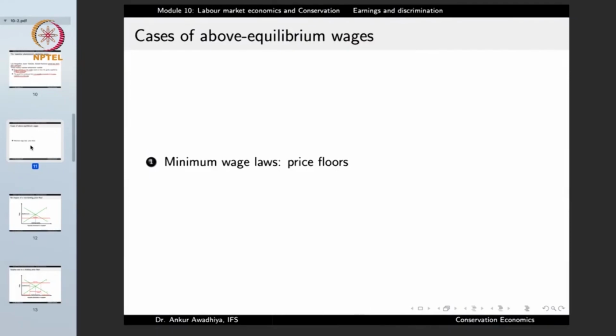Another modulating factor is the case of above equilibrium wages, say because of the minimum wage laws. So in this case, the government is influencing the wages that people will be getting. So the neoclassical theory was saying that people are getting wages that is equal to the value of their marginal product of labor. But the government may tinker with it and the government may say that no, this is the minimum that you will have to pay these people.